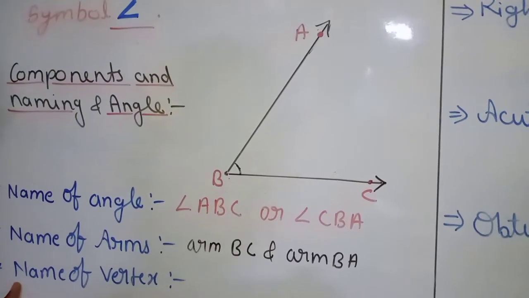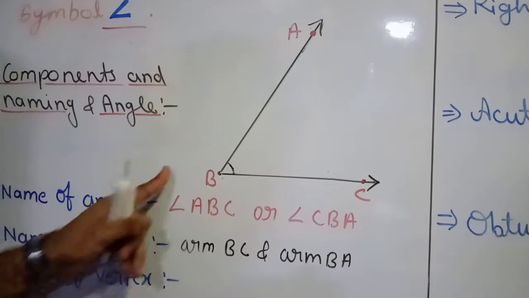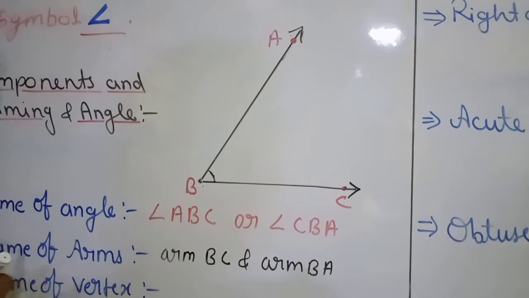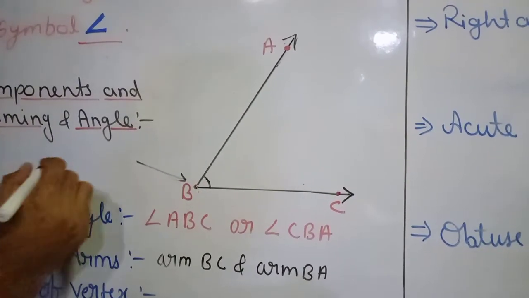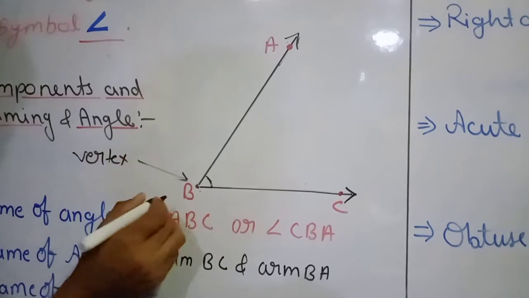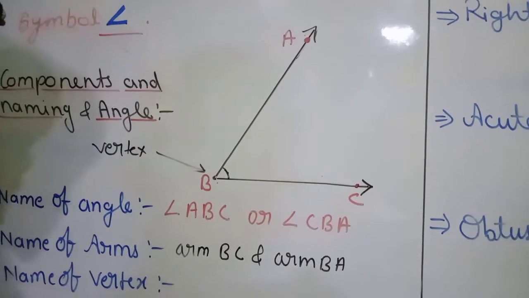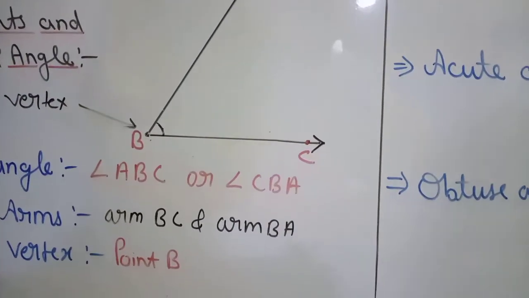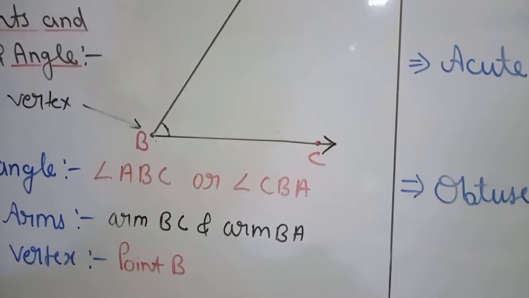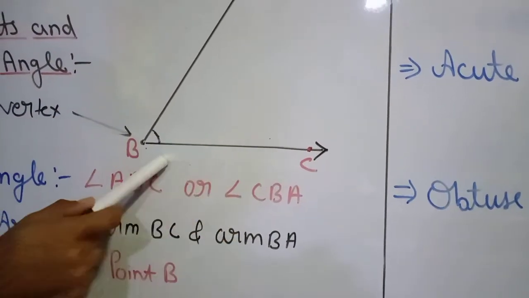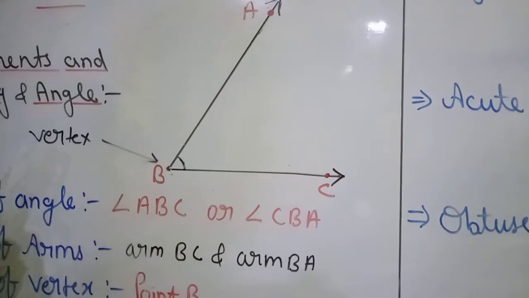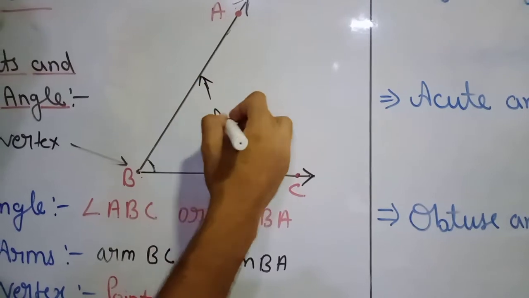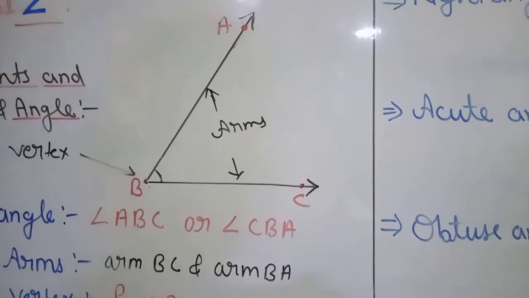Now the next component is the name of the vertex. What is the vertex over here? The vertex is the common endpoint where the two rays are meeting. So we can write the name of the vertex is point B, because where these two rays are meeting, that common endpoint is called the vertex, and these two are called arms of an angle.